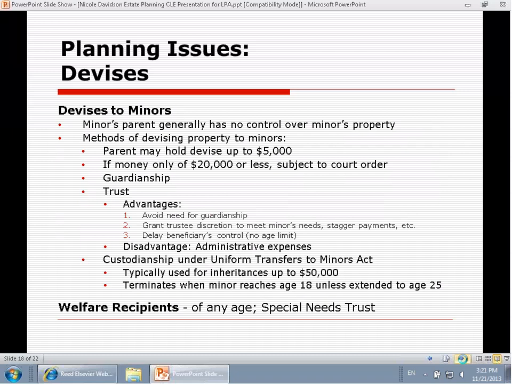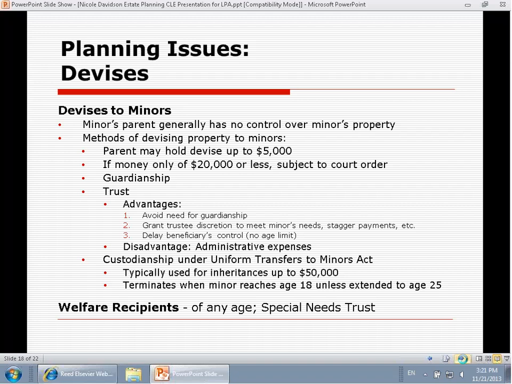Devises to minor beneficiaries. We always need to address this because the minor's parent does not automatically control the minor's property. Property can be put into a minor's name and then essentially frozen until the minor reaches age 18. And besides, age 18 may not be when we want people making important financial decisions. So different ways to go about the devises to minors. The first is that if the gift is going to be very small, like up to $5,000, then that's fine to not state anything because legally that is allowed.